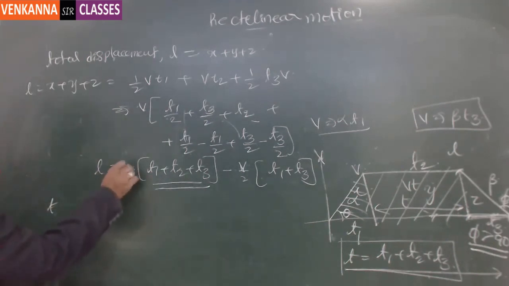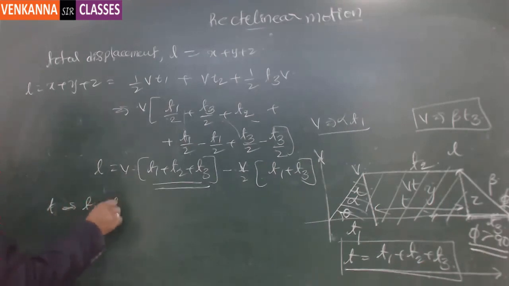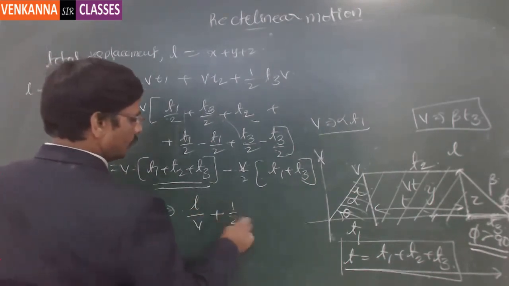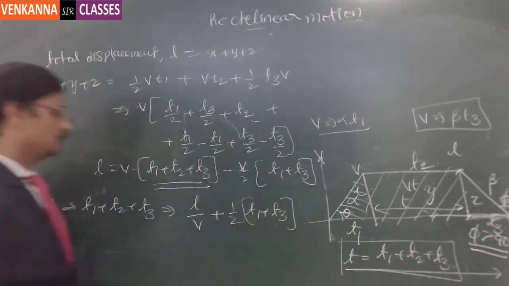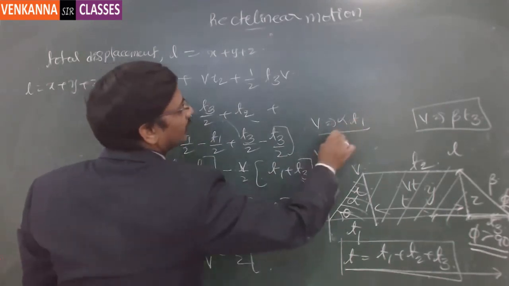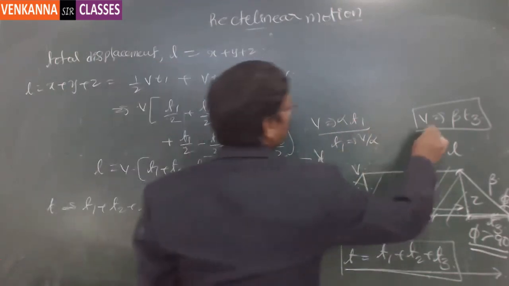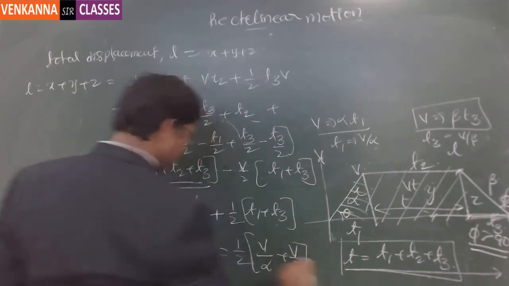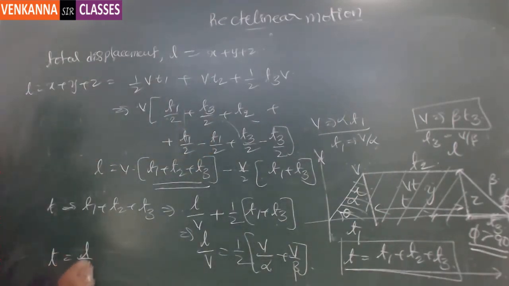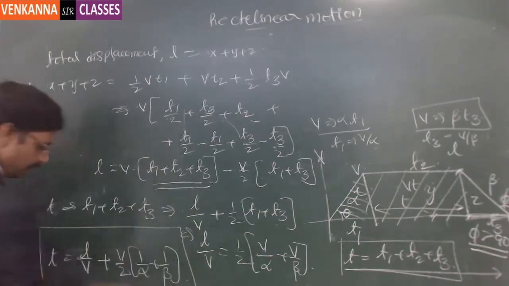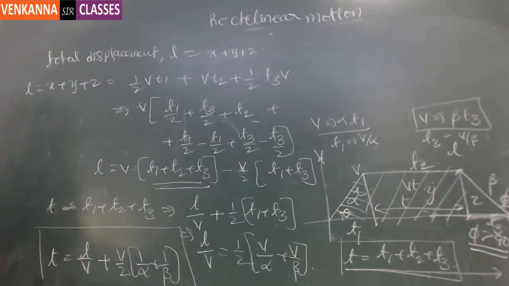So the total time taken, you can calculate: T is equal to t1 plus t2 plus t3, which is equal to L by v plus one by two times t1 plus t3. So this is the total time taken. Further simplifying, it is L by v plus half of t1 plus t3. You can get t1 from this relation: t1 is equal to v by alpha and t3 is equal to v by beta. If you replace it here, this is v by alpha plus v by beta, or simply you can write this as T is equal to L by v plus v by 2 times 1 by alpha plus 1 by beta. This is what he asked us to prove. Got it? Understood?